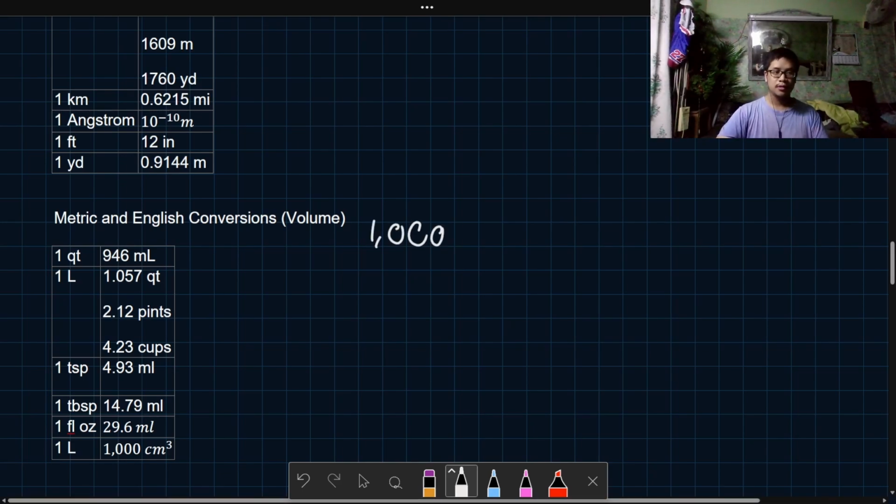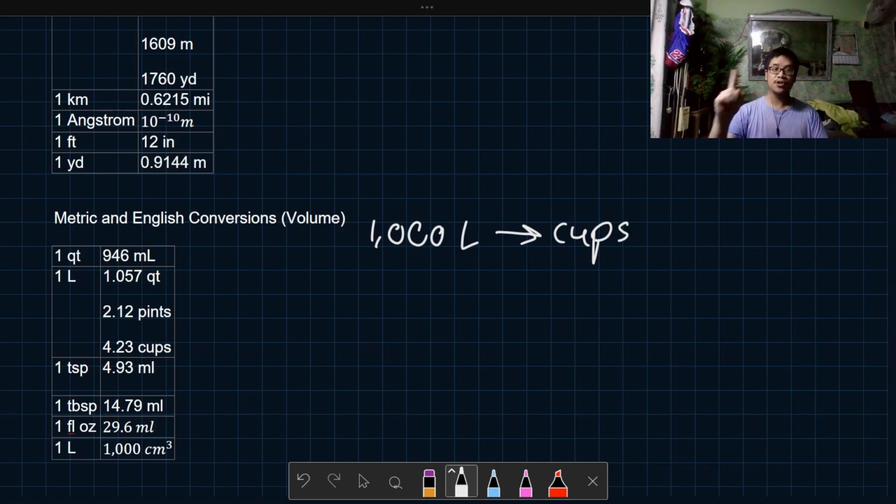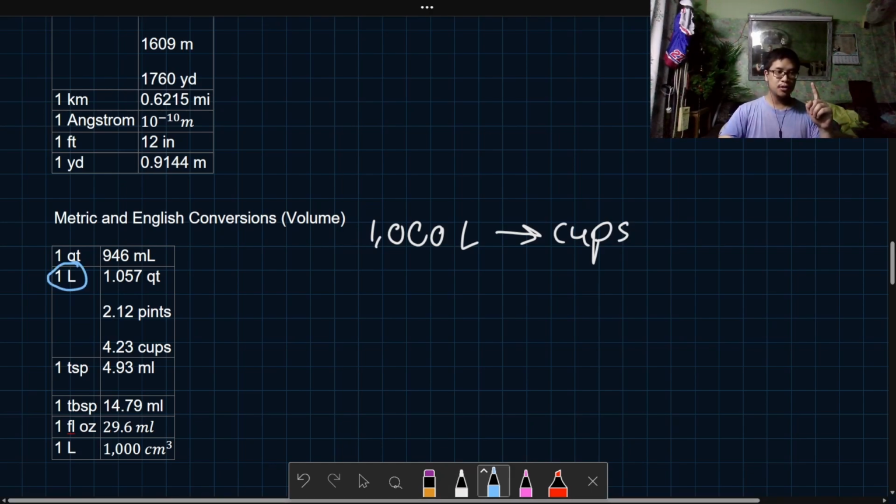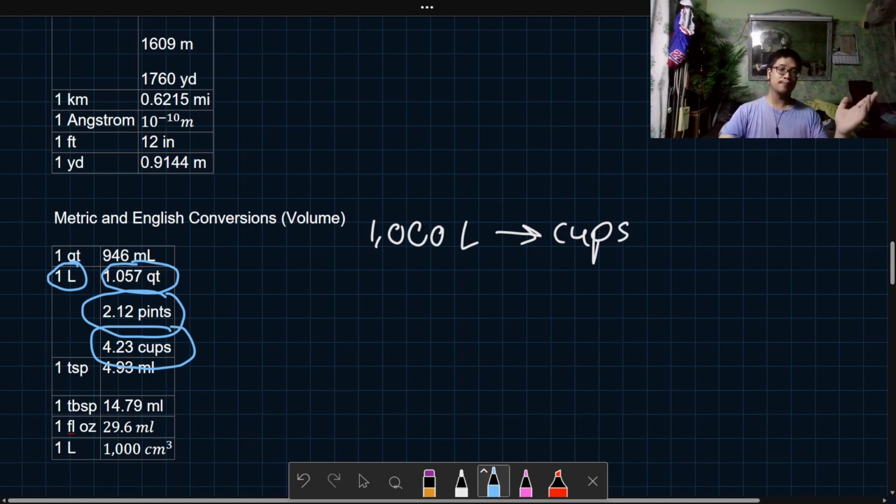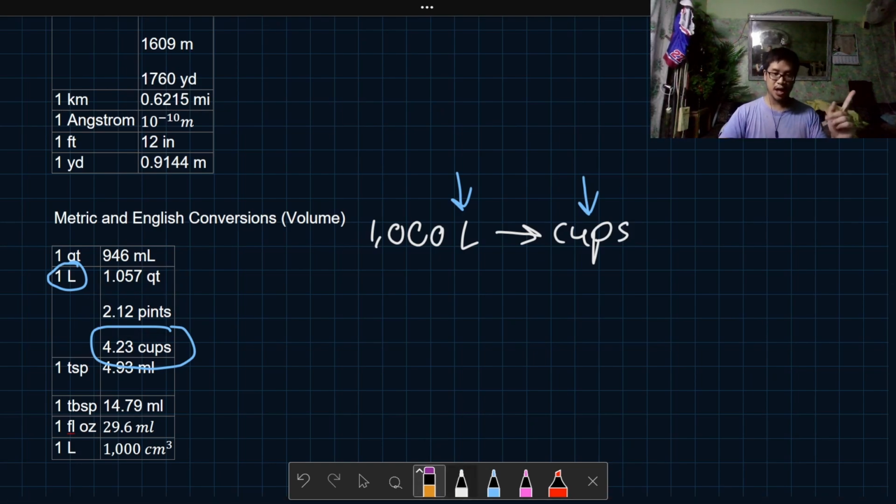Let's just say I have 1,000 liters, and I want to convert it into cups. So what must I do? Again, first you must know its equivalent. According to this, 1 liter is equivalent to 1.057 quarts, 2.12 pints, and 4.23 cups. Since we have a given unit of liters and cups, we will use liters and cups.